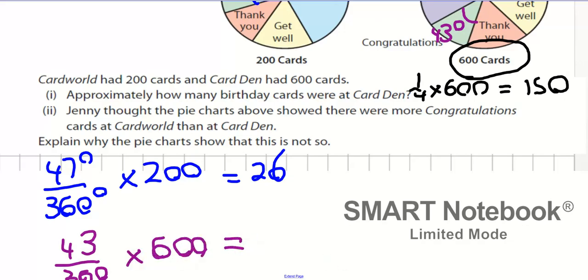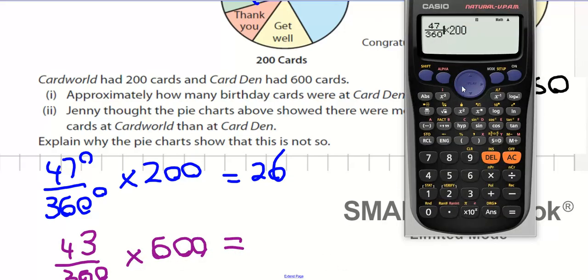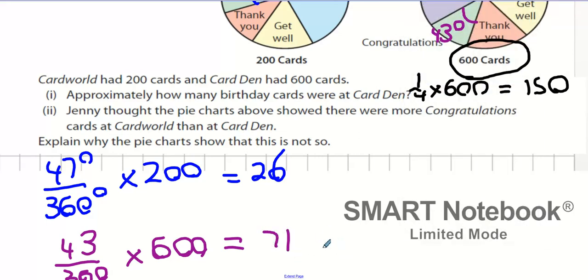the answer will be a lot different. Do you think it would be higher or lower? Higher. So basically what I'm trying to teach you is half of a small amount of money isn't the same as a quarter of a really large amount of money. Do you get what I'm saying? So that will be 71 cards roughly.